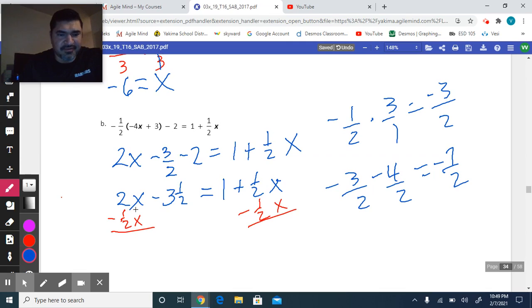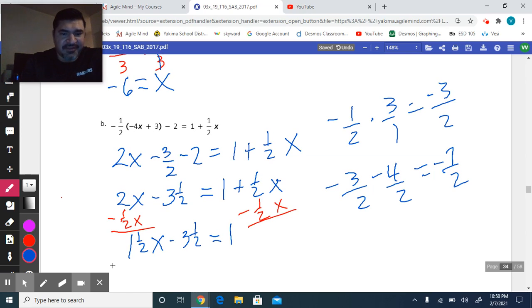Okay, so I have 2 minus 1/2. Well, that's going to be 1.5 x minus 3.5 equals 1. And over here we have a positive half x minus a half x, which is 0.